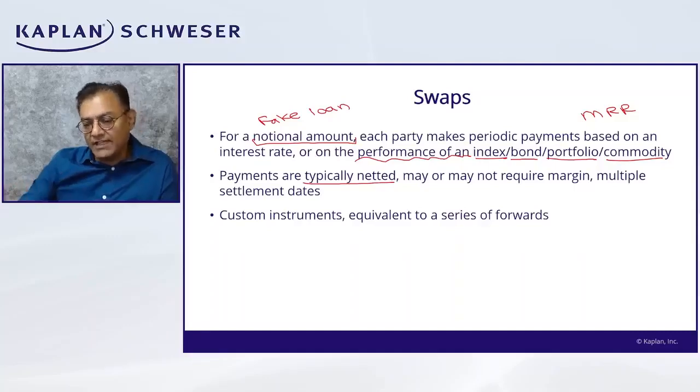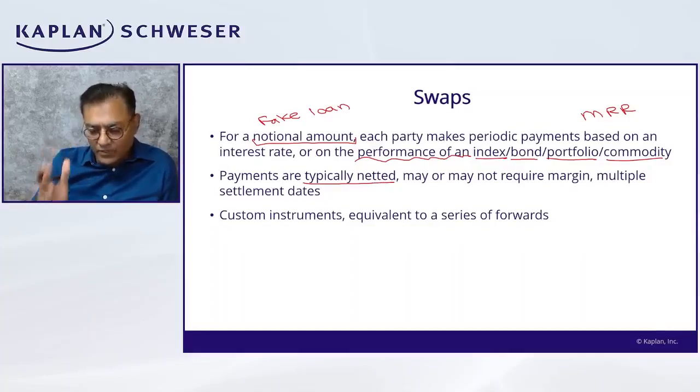So you can have an example where a swap has 10 settlement dates if it is a 5-year swap, semi-annual. So every 6 months there is a settlement date. In a 5-year period, there are 10 settlement dates. So again, swaps are OTC customized contracts, and they are essentially similar to a series of forward contracts.